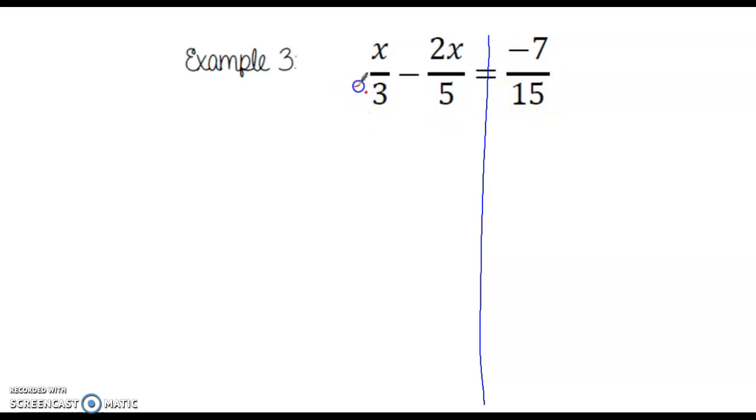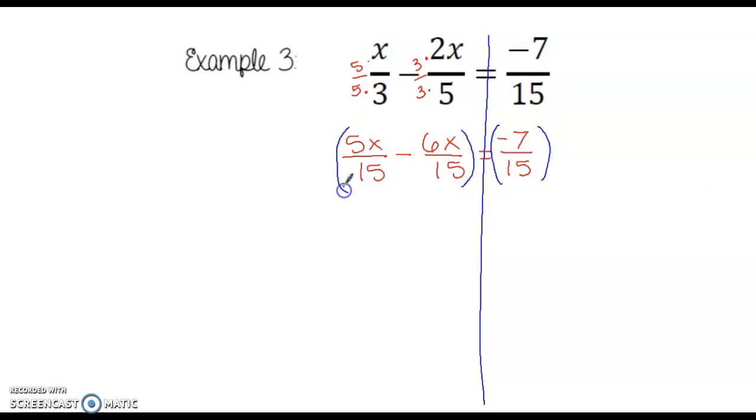So I can multiply 3 by 5 and the x by 5 to get 5x over 15. Minus, multiply the 5 by 3 and the 2 by 3, because whatever you do to the bottom, you must do to the top. Gets you 6x over 15 is equal to negative 7 over 15. Now that we have common denominators, go ahead and multiply each side of the equation by that common denominator to end up with 5x minus 6x is equal to negative 7.